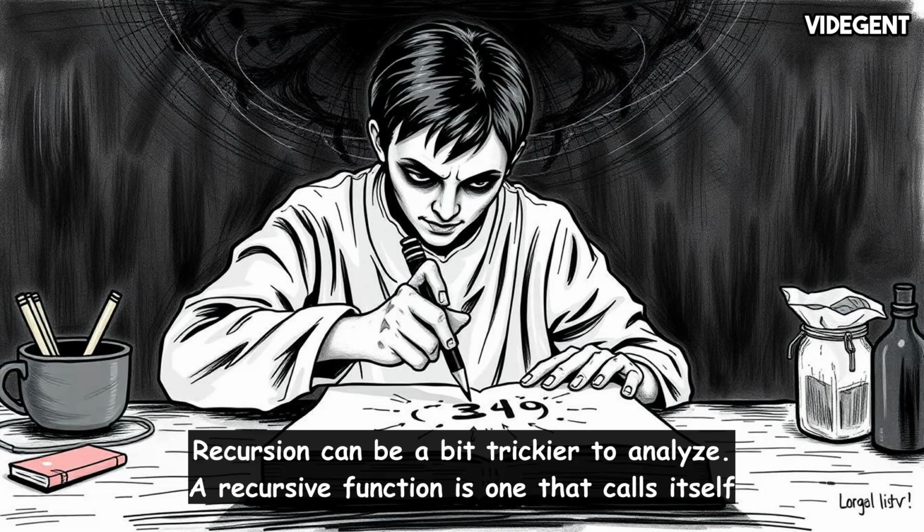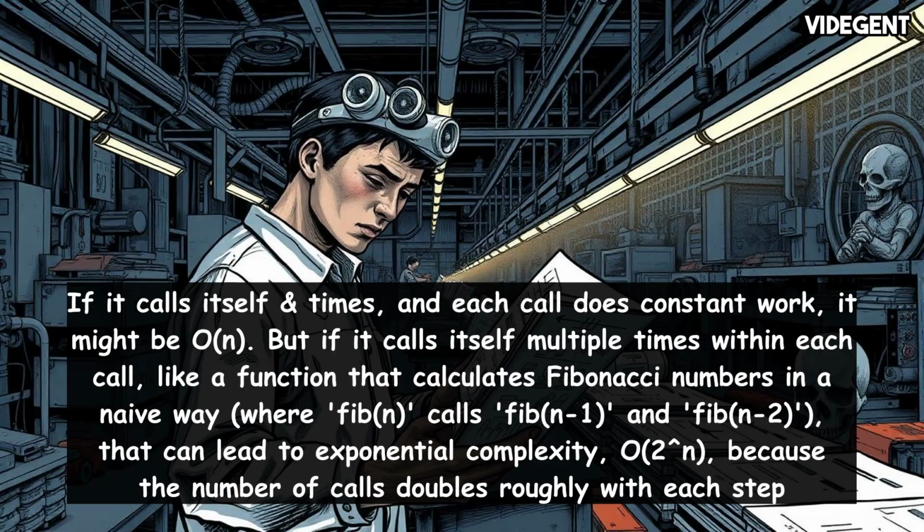Recursion can be a bit trickier to analyze. A recursive function is one that calls itself. If it calls itself n times, and each call does constant work, it might be O(n). But if it calls itself multiple times within each call, like a function that calculates Fibonacci numbers in a naive way, where fib(n) calls fib(n-1) and fib(n-2), that can lead to exponential complexity, O(2^n), because the number of calls roughly doubles with each step.